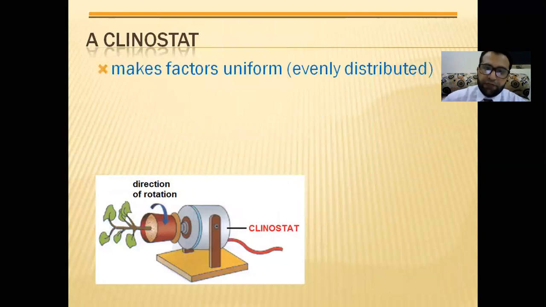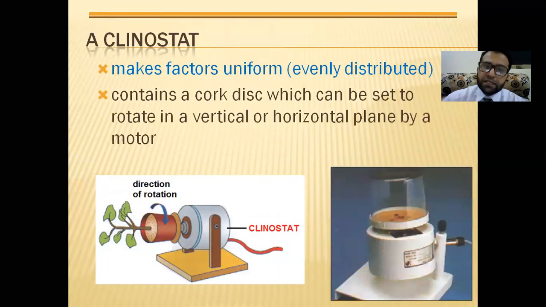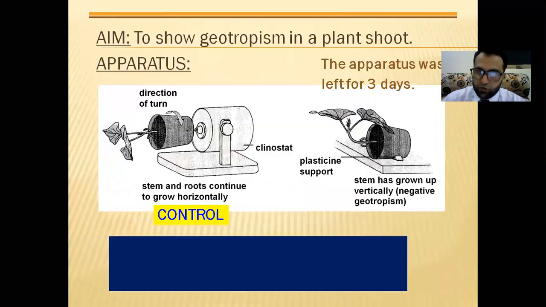A clinostat contains a cork disc which can be set to rotate in a vertical or horizontal plane by a motor. You can fix it vertical or horizontal. It depends on your experiment. Now, with the clinostat, you can see here, this apparatus shows geotropism in a plant shoot.